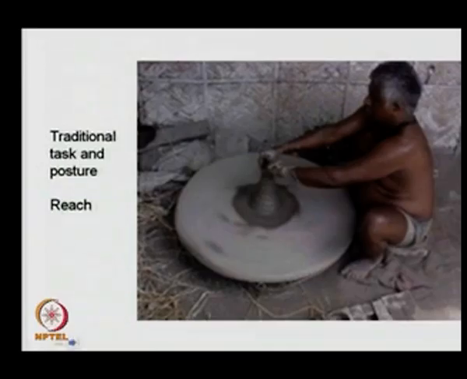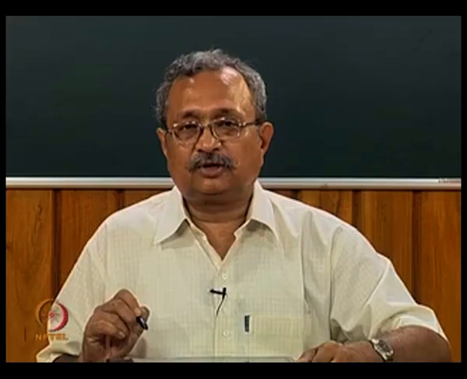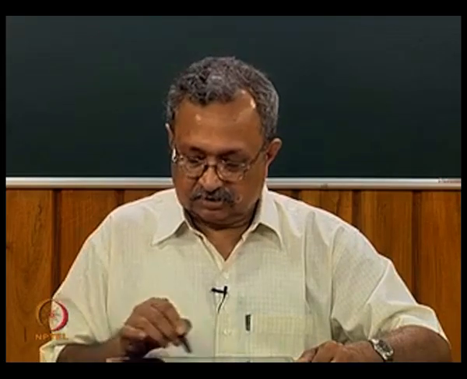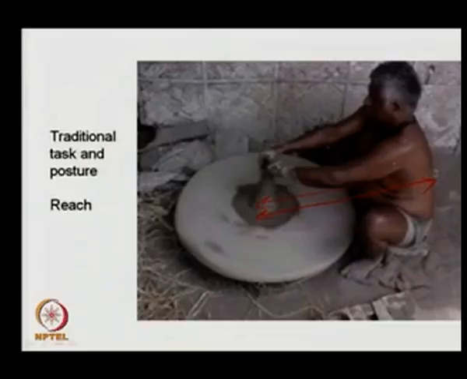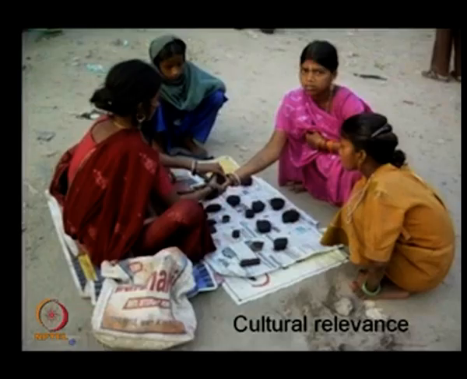Traditional task and posture, in this case the reach value, what would be the normal reach? That we need those type of data. Even if we change this traditional model, if we use this wheel on a desk and sitting instead of squatting, if it is a chair type of sitting arrangement, still this type of human body measurement data are necessary to consider for that design development. Now, cultural relevance of sitting in our society.